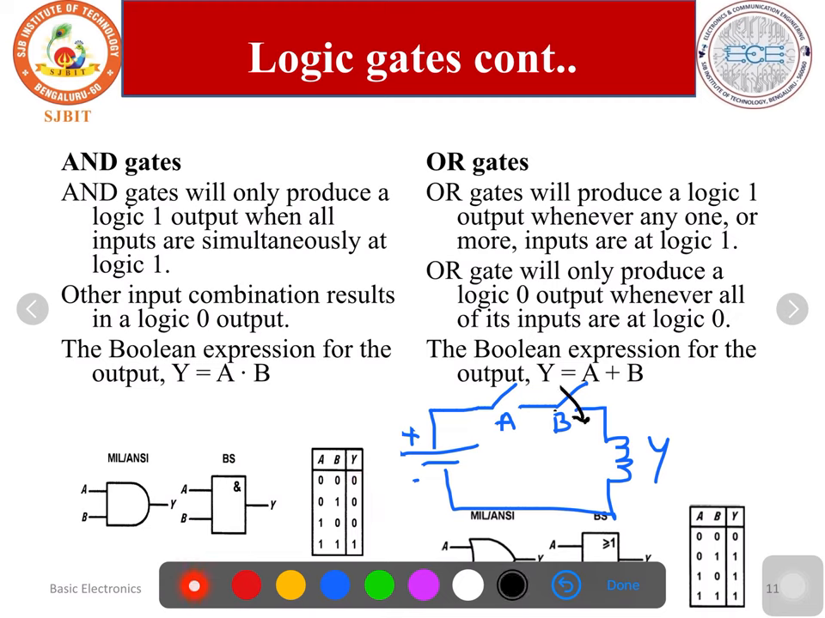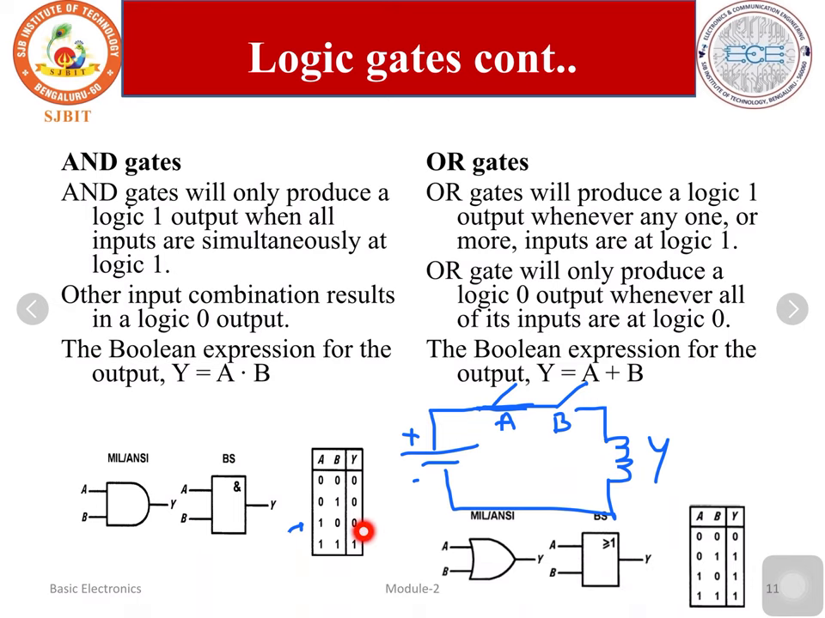Suppose you close switch B, it is closed. Now also no current can flow because switch A is open. If no current flows, the bulb will not glow. So Y is equal to 0. Even if switch A is open and B is closed, no current flows. Now let us close switch A, and B is open. Now also no current flows, Y is 0.